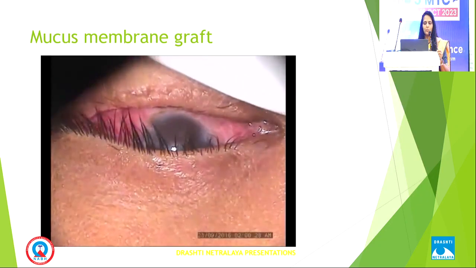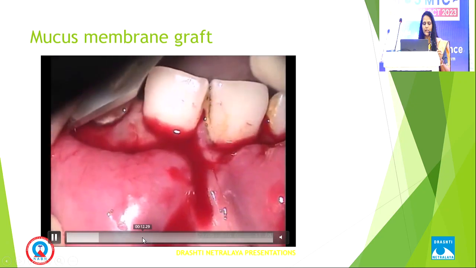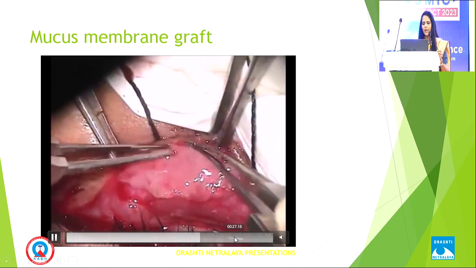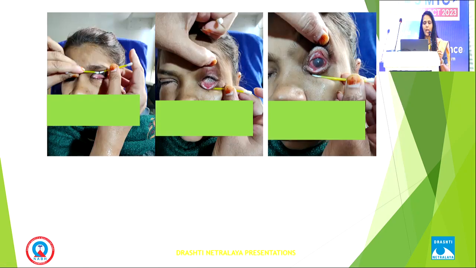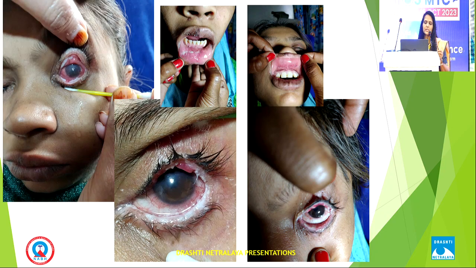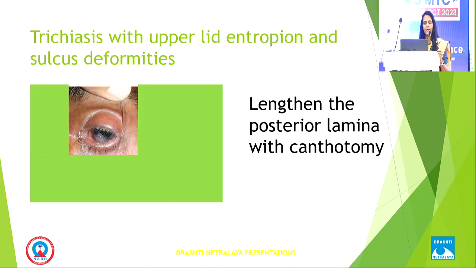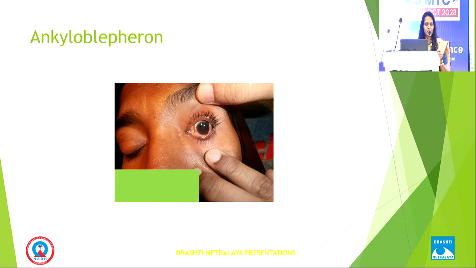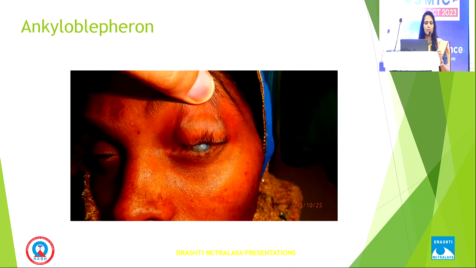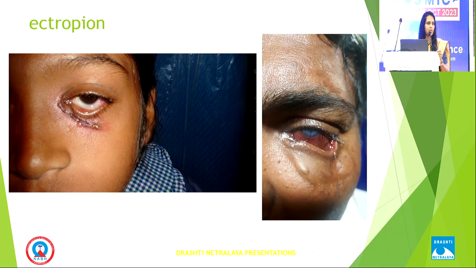Again, sometimes we may have to take a mucous membrane graft. So release all the trichiatic lid, and then take mucous membrane from the mouth and place it on the lid. So that also will take care of the keratinization which happened due to burns. So in this girl there was lots of keratinization causing corneal opacity, and this is a simple mucous membrane grafting. Sometimes there is lots of entropion with sulcus deformity, lengthen the posterior lamella with canthotomy. Trichiasis with upper entropion can be a reason for sulcus deformity. Volume augmentation in this kind of patient works. Sometimes the patient comes with ankyloblepharon, release the ankyloblepharon simply, and you will see the patient.